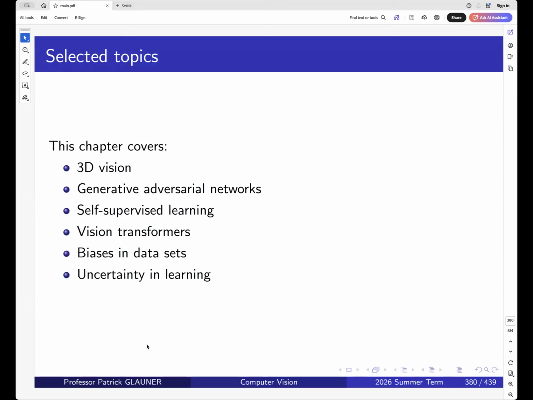And this year, there are two topics that I want to focus on that are new to this course, which are biases in data sets and uncertainty in learning. And we'll come to them in a moment.